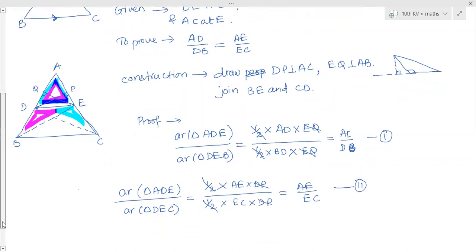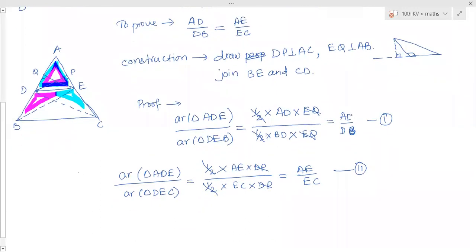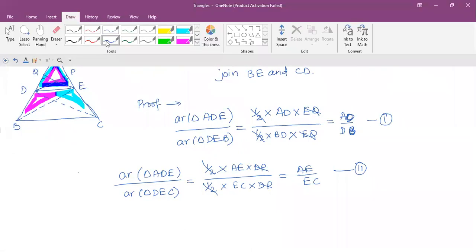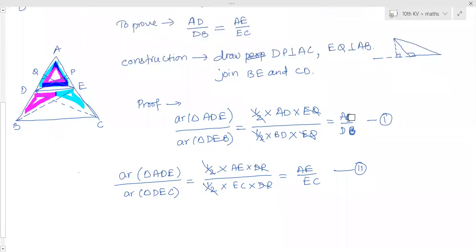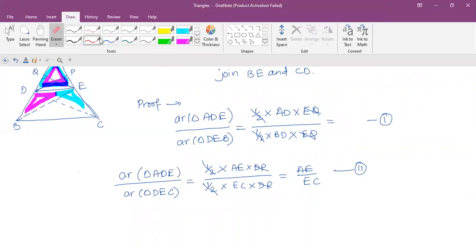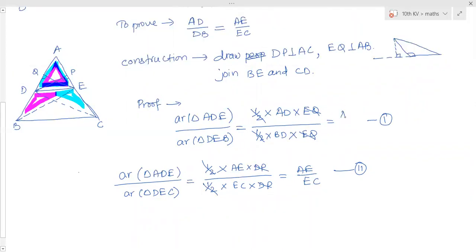Okay, now we have to show, sorry, this is AD by DB equal to AE by EC. We have to equate them. So how to do that? What do we have to do for that purpose? You have to show this ratio is equal to this ratio. To show these two equal, what do we have to show? These two ratios equal?